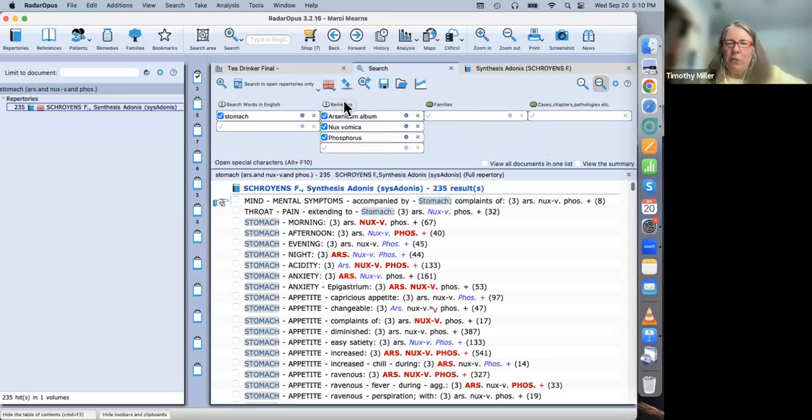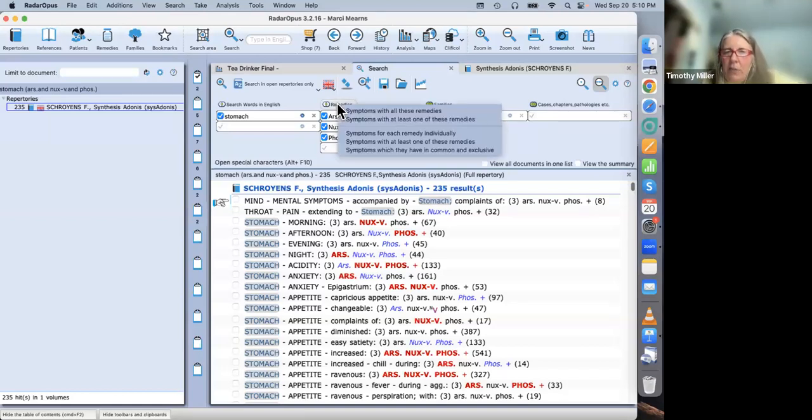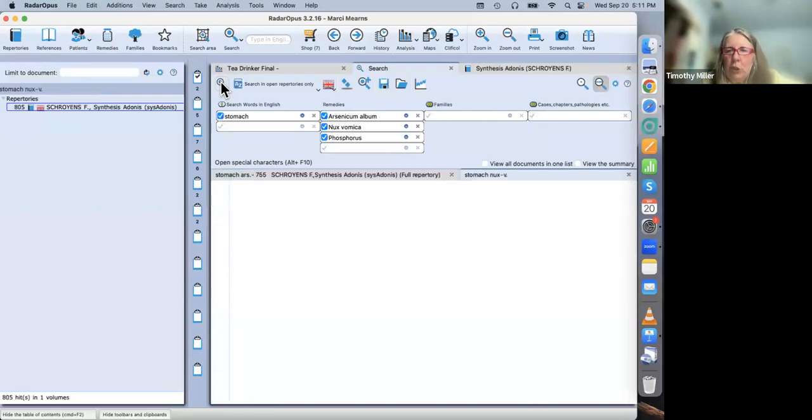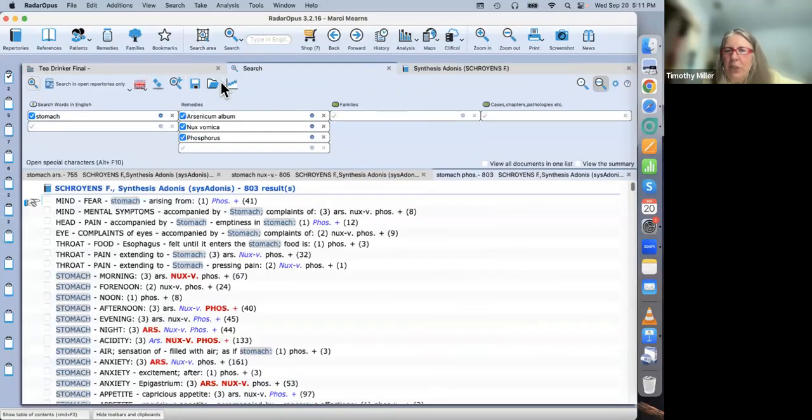So what I've got to do is go to this button here at the top of my remedies search fields. And I can say symptoms for each remedy individually. Let's start with that. Okay. I'm still just searching for the word stomach. It's not the stomach chapter, it's the word stomach. That's okay. It's close enough for us. We don't need to get too particular here. We don't need to go too arsenicum on ourselves here, right?